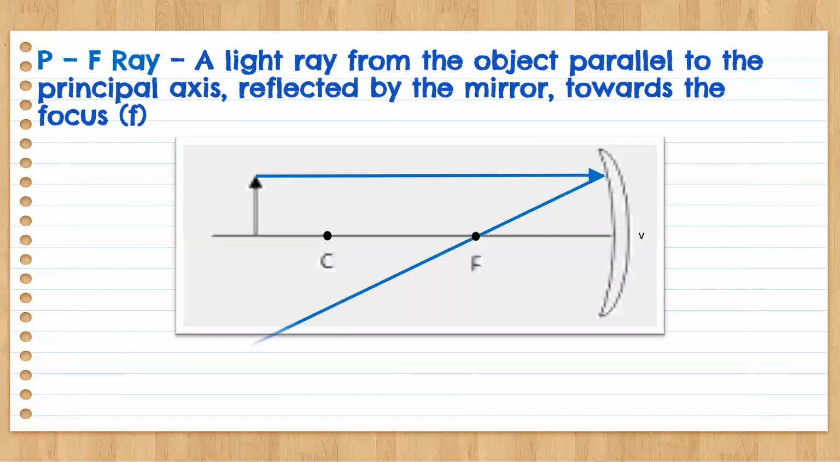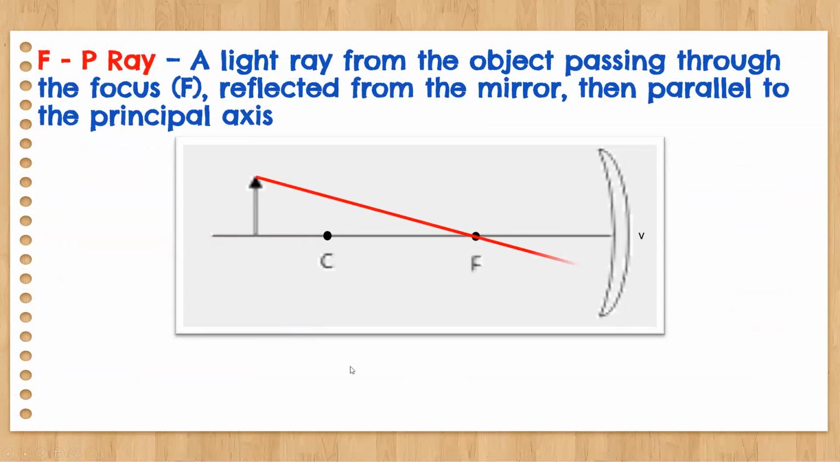Now, these are the following rays to trace. We have the PF ray, a light ray from the object parallel to the principal axis, reflected by the mirror towards the focus. So let's try rewinding the GIF. You have your line from the top of your object hitting the mirror, then passing through the F, or the focus.